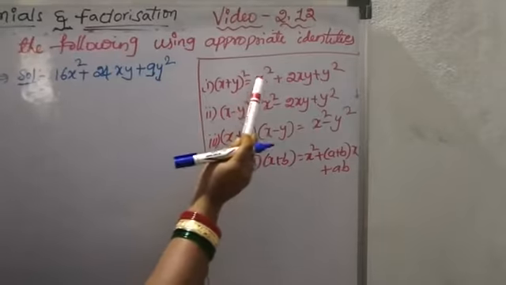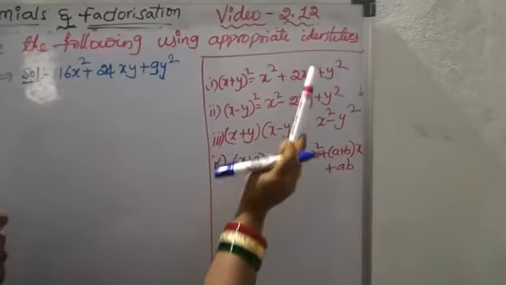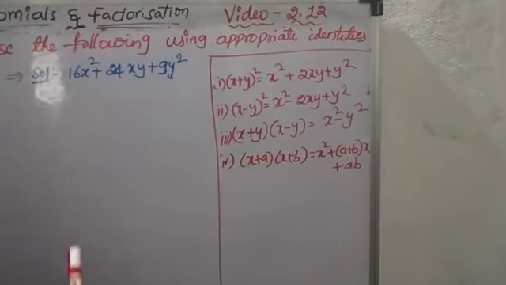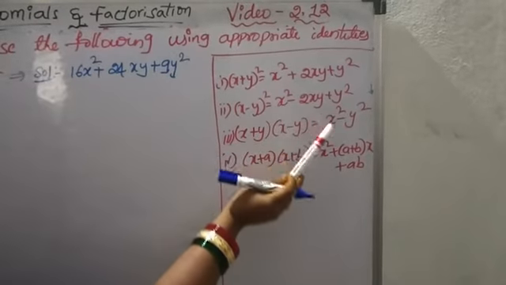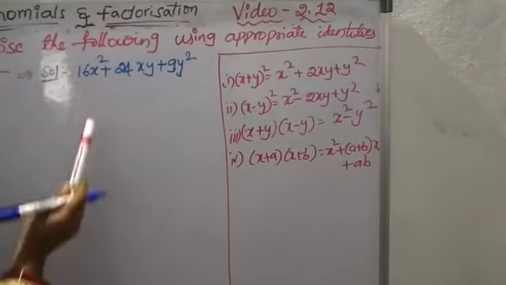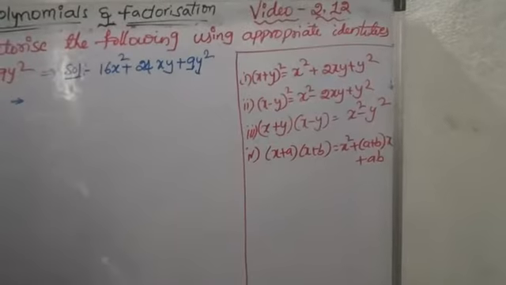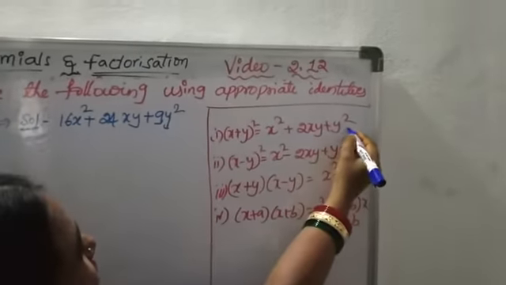x square, xy, y square. In the first one they are there, in the second one also. But in the first all are plus symbols, while in the second one minus sign is also there. In the question all are positive signs. So we have to go to the first one.